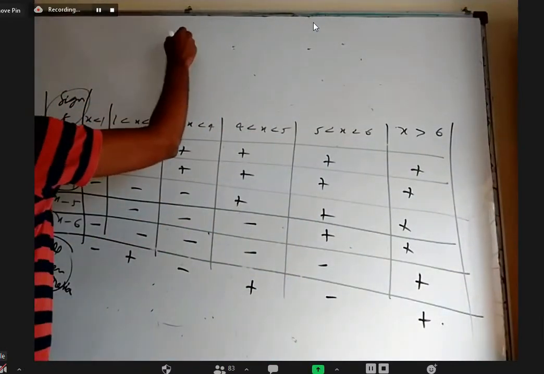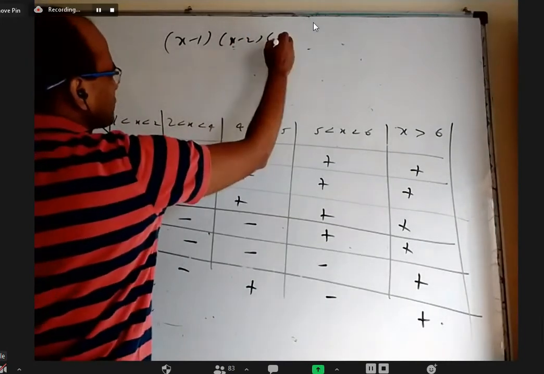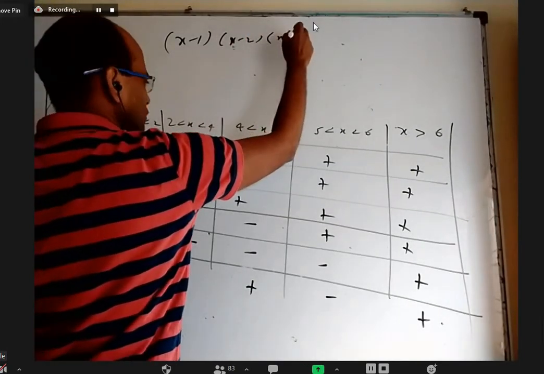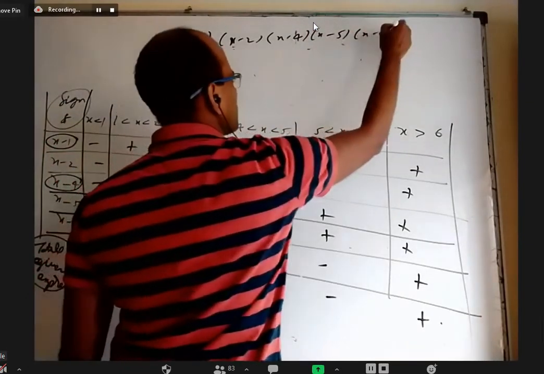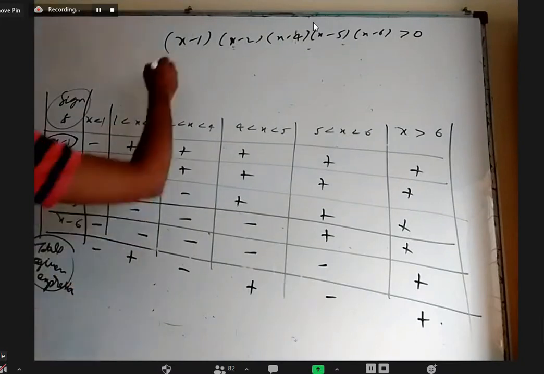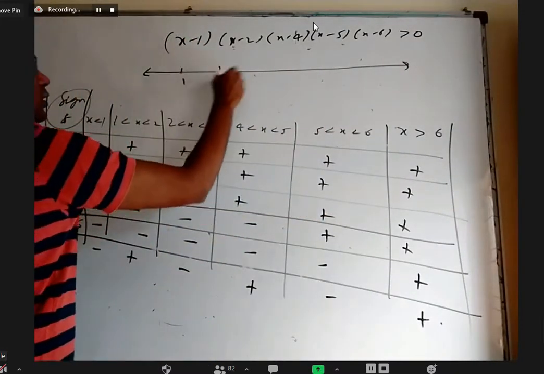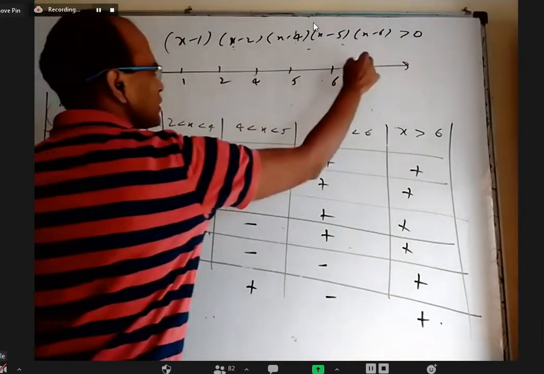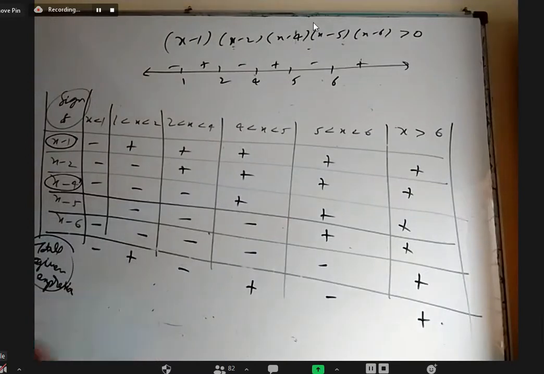Okay, so you can just write this question and we'll do. I'll write (x minus 1)(x minus 2)(x minus 3)(x minus 4)(x minus 5)(x minus 6) greater than 0. Take a number line, and take 1, 2, 3, 4, 5, 6, write positive, negative, positive, negative, positive. Write this whole thing.